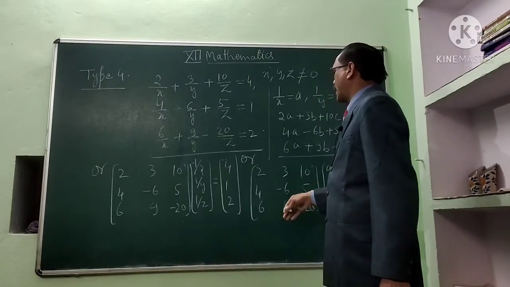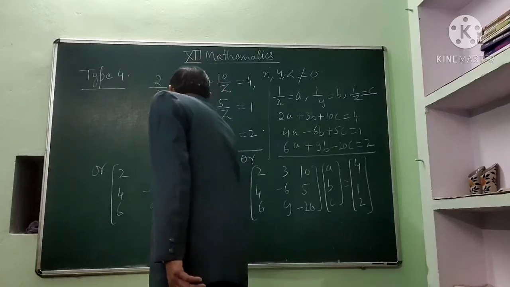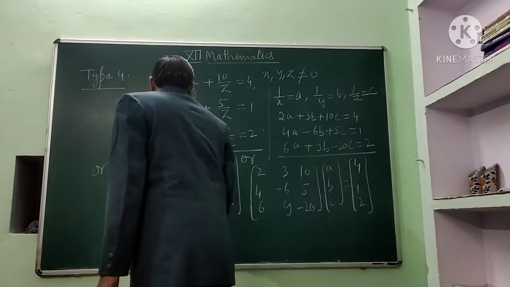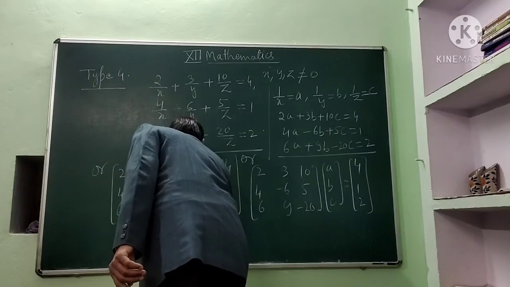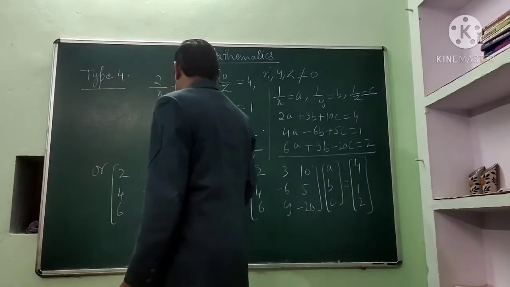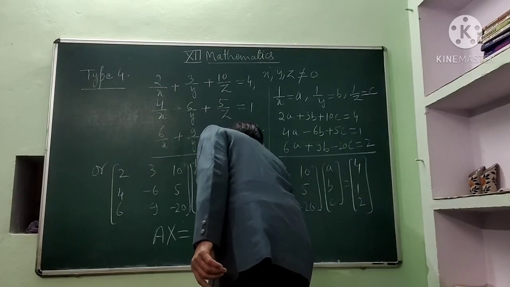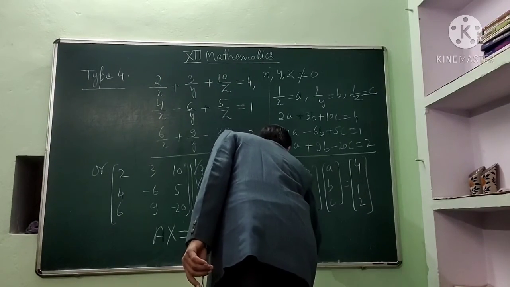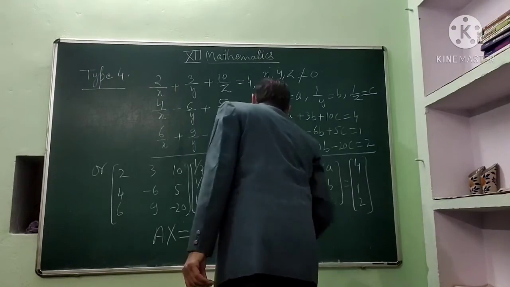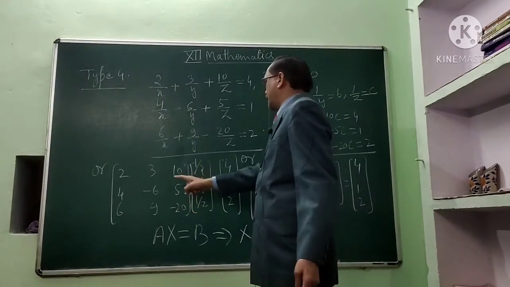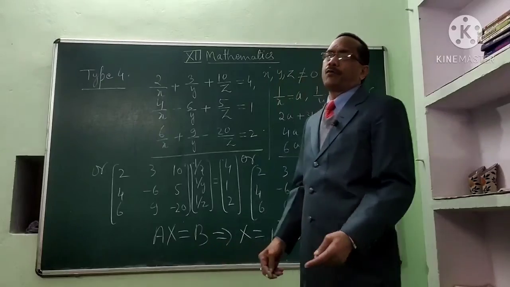So let us take this one. Let this matrix be A, so AX equals B. Then X equals A inverse B. Now we find the inverse of this matrix, the matrix of coefficients.